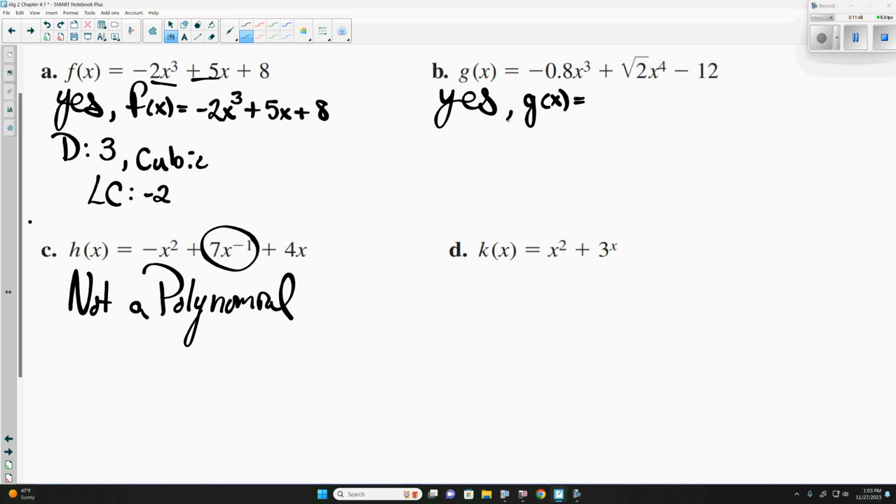Really, yes, we could put the x to the fourth first. If you notice, sometimes I will put a little down piece, so I'll show you this here. Because the square root of 2 times x to the fourth is the biggest term, it would go first.